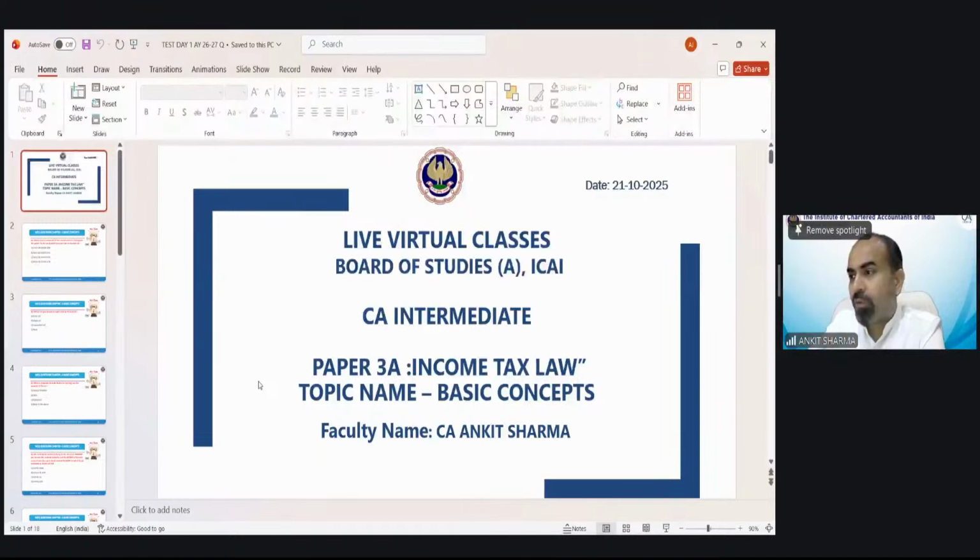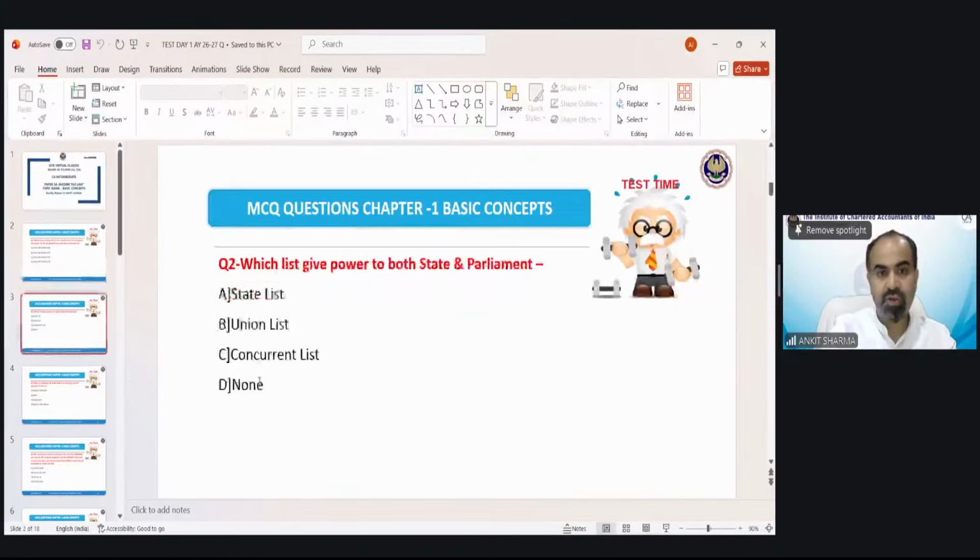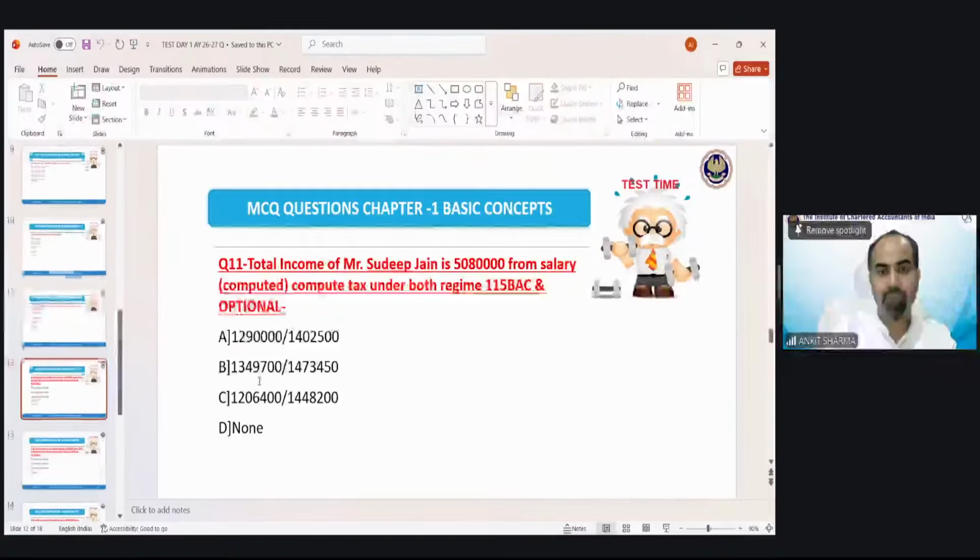So now we are moving on to MCQs. We have already solved 10 MCQs initially from basic concepts. We will start from MCQ number 11.